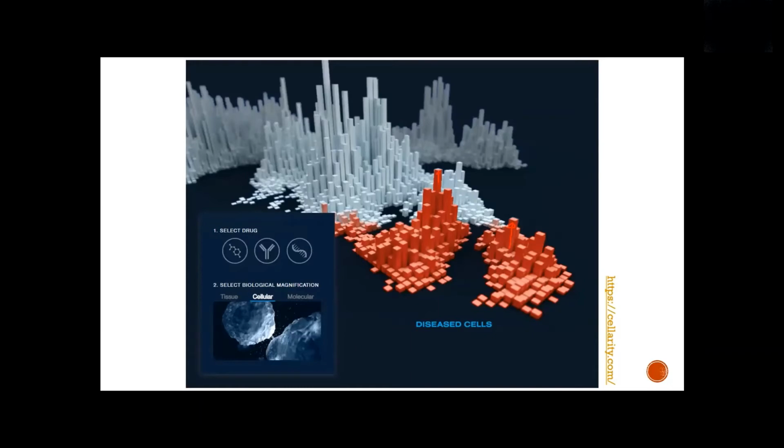Sorry, one clarification. So is every peak then an individual gene within the single cell, and the higher it is, the more it's expressed? Yes. Okay. Got you. I'm following then. We're good. Okay.